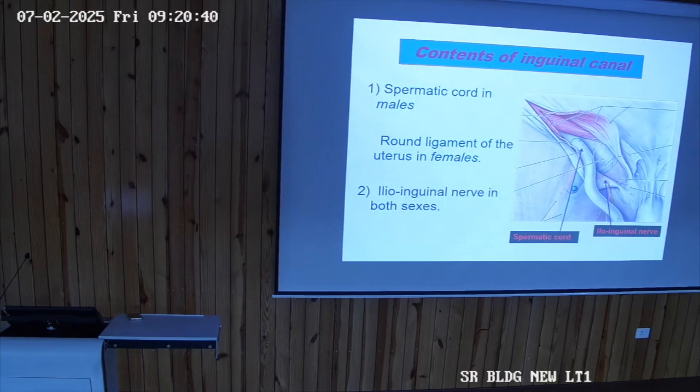Now coming to the inguinal canal, the gross anatomy. So what are the contents of the inguinal canal? Everybody should know. This is a very important question, the whole of the inguinal canal comes in the exams. Spermatic cord in males and round ligament of uterus in females, along with the ilioinguinal nerve in both males and females. So you have to remember spermatic cord and ilioinguinal nerve in males and round ligament of uterus along with the ilioinguinal nerve in females. So these are the contents.